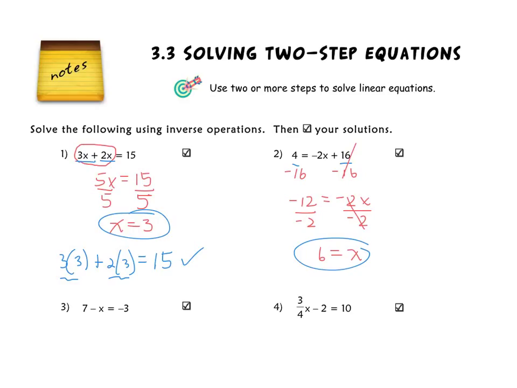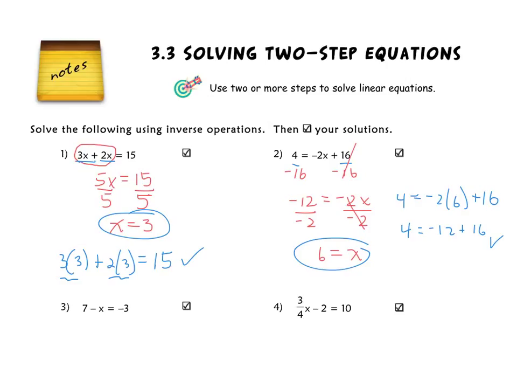If I check that, 4 is equal to negative 2 times 6 plus 16. Well, 4 is now equal to negative 12 plus 16, which is the same thing as 16 minus 12, which is equal to 4. So check. X equal to 6 works.